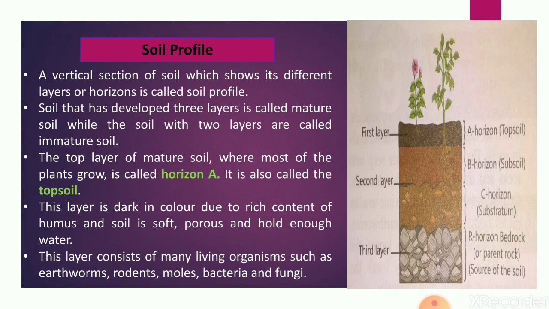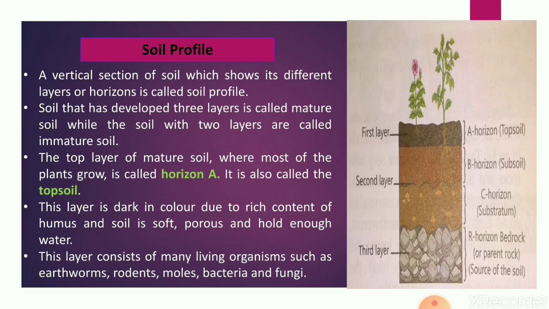So a soil profile is separated into different soil layers, and each layer differs in texture, color, depth, and chemical composition. Now the soil which is completely developed consists of three layers, which means three horizons are present, and such soil is called mature soil. And if only two layers are present, then such soil is called immature soil. Mature soil takes many years and favorable conditions to develop.